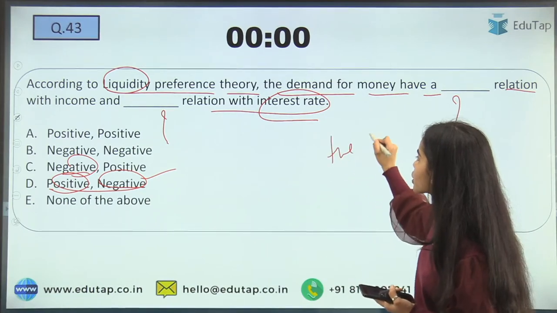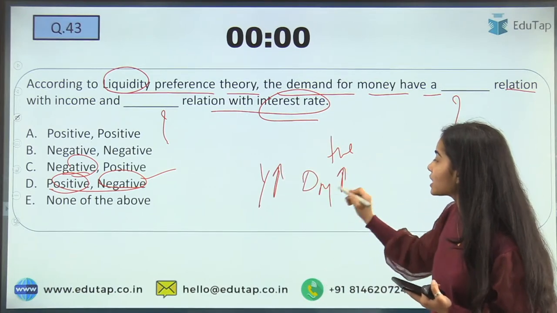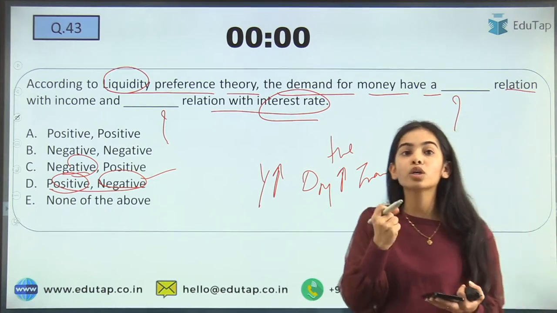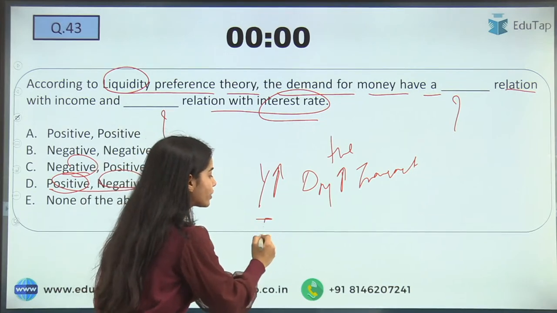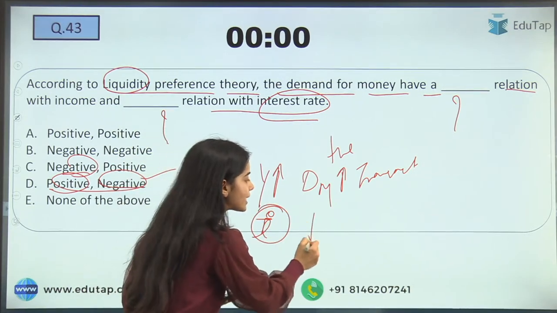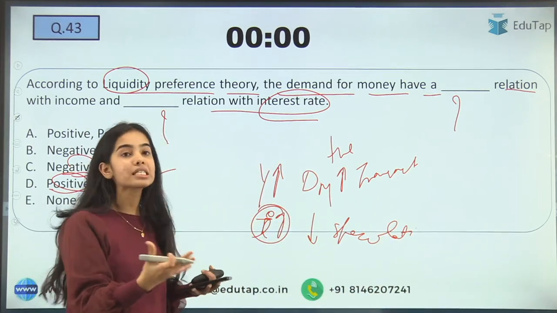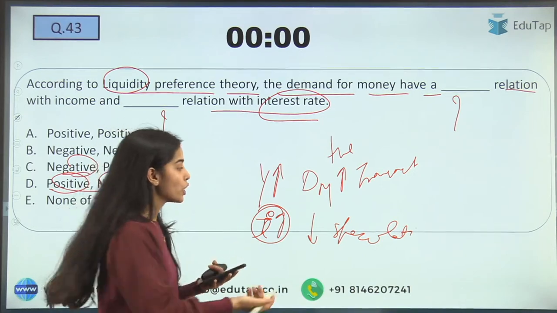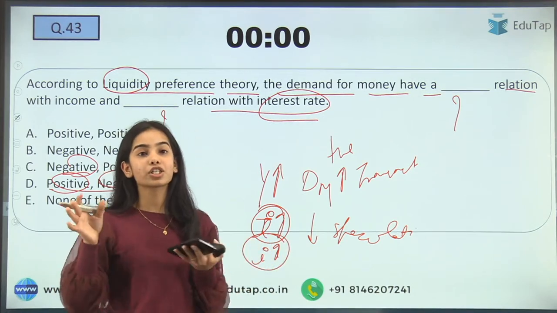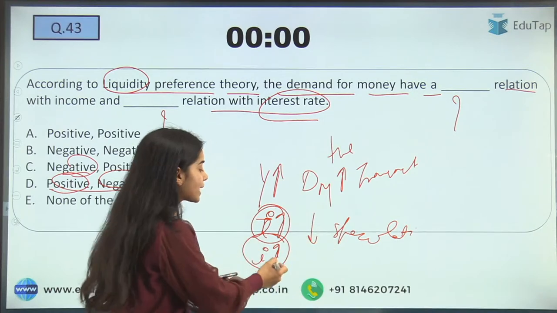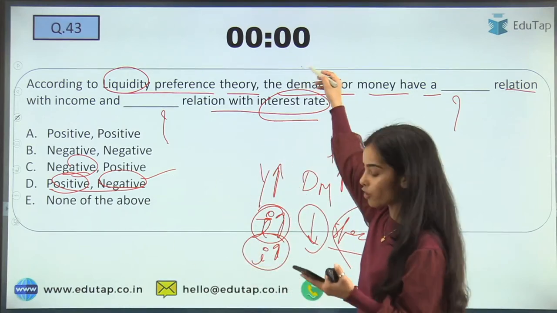That is, there is a positive relation between demand for money and income. When income is increasing, the demand for money is increasing. That is the transaction demand. See, you want to hold more money to consume. You want to hold more money for transactions when your income increases. When your interest rate increases, you want to hold less money for the speculative demand, because at higher interest rate you want to invest rather than hold the money. So there is an inverse relationship between interest rate and the demand for money, because at higher interest rate you will hold less money for the speculative demand, which is a part of demand for money.